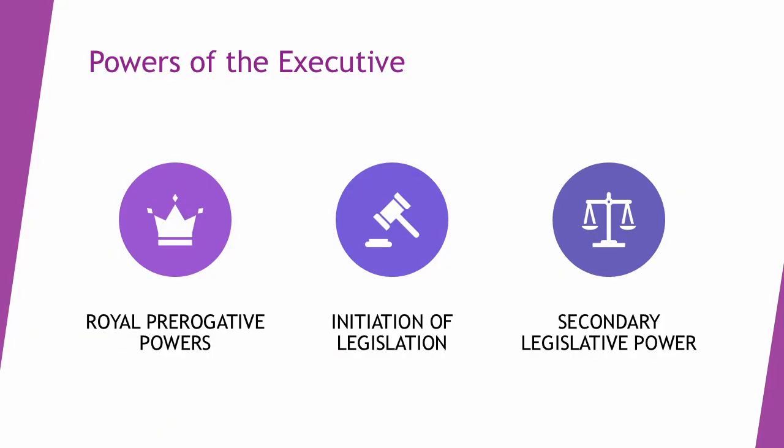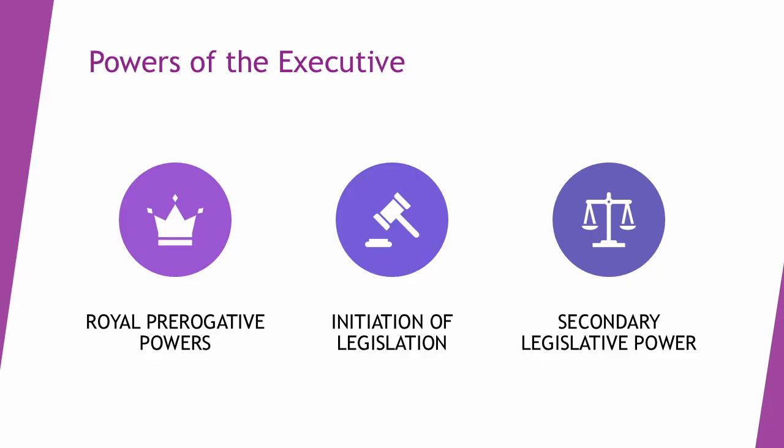The main powers of the executive include royal prerogative powers, the initiation of legislation, and secondary legislative power. Royal prerogative powers are historic powers exercised by ministers on behalf of the Crown, including appointing ministers, issuing passports, and deploying armed forces. The initiation of legislation allows the government to introduce bills in Parliament, giving them control over most of the legislative agenda.